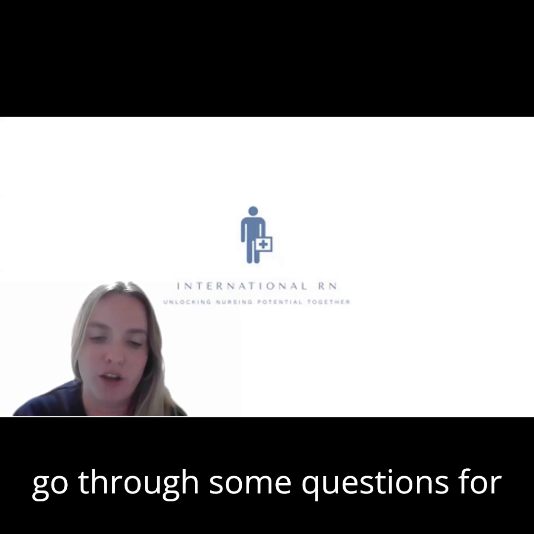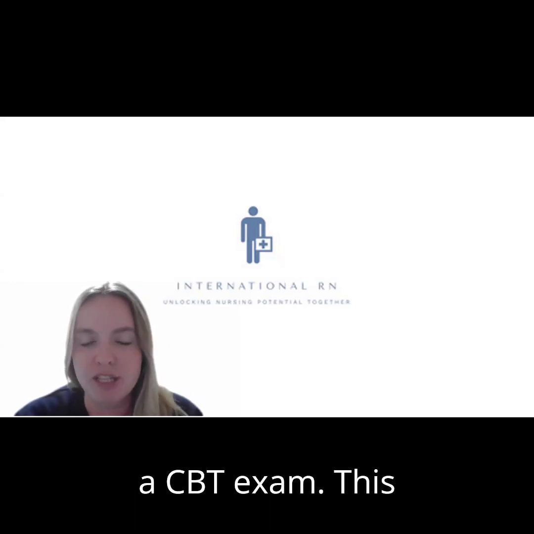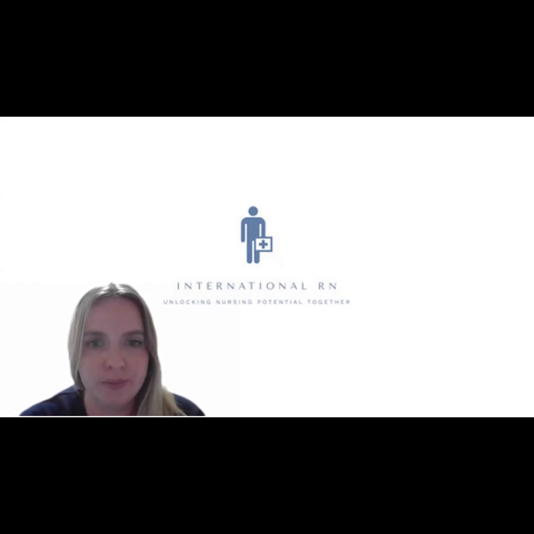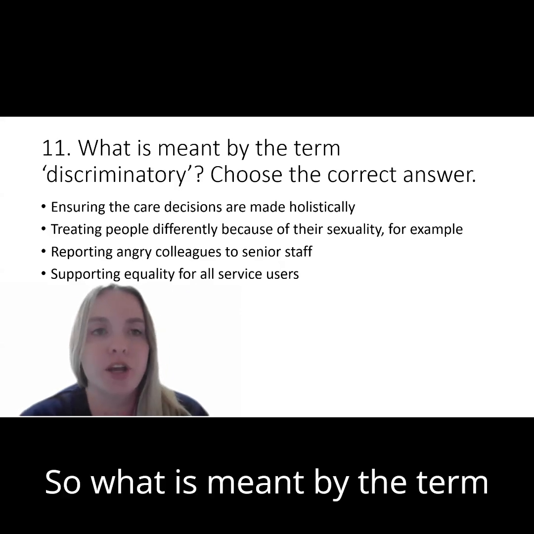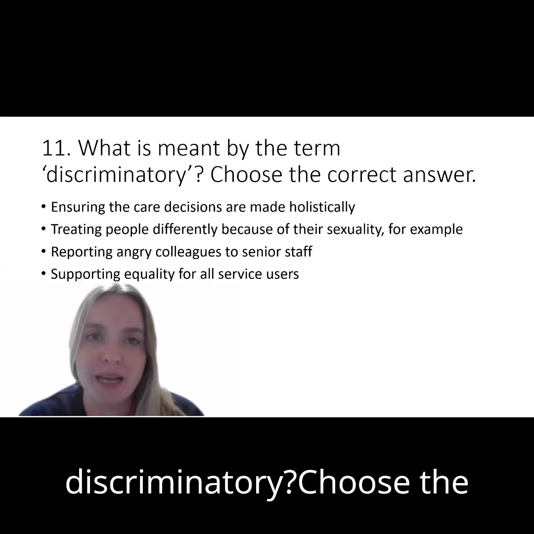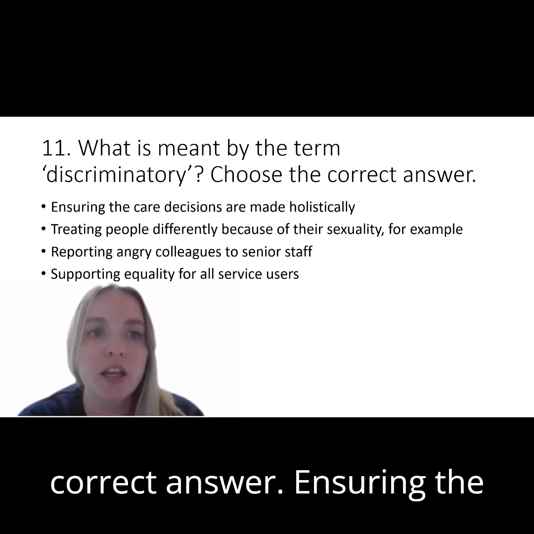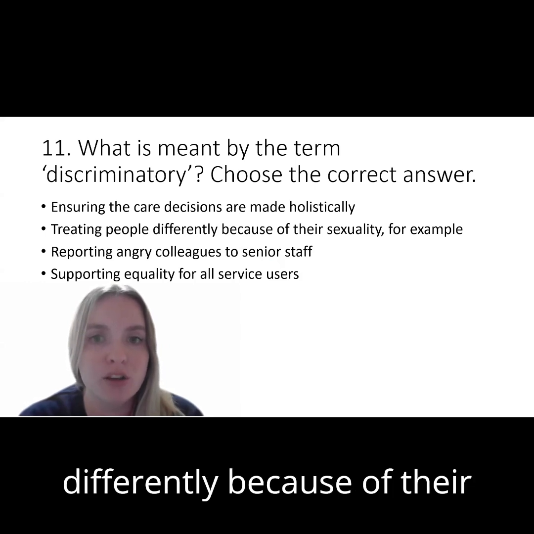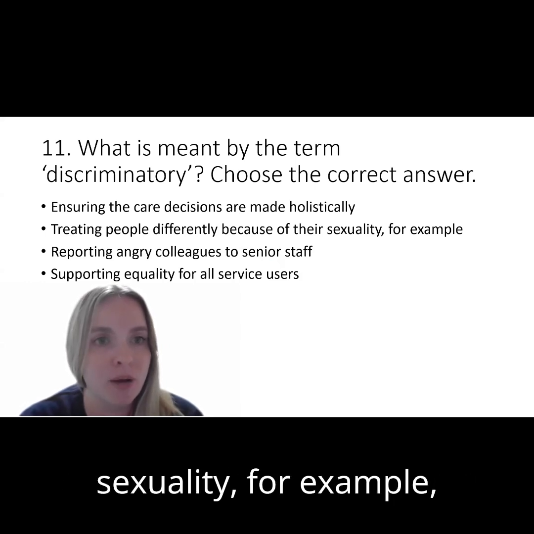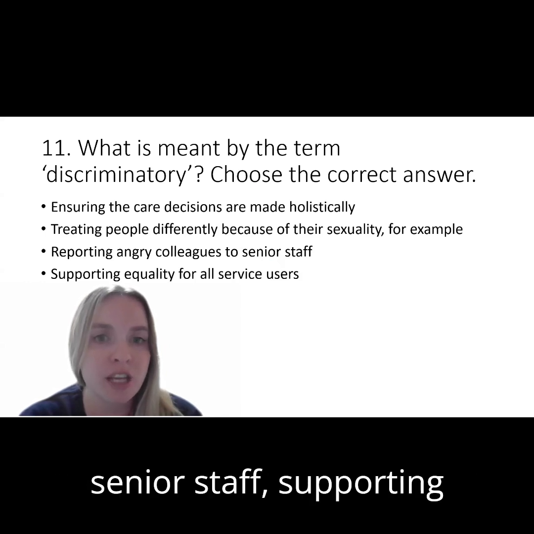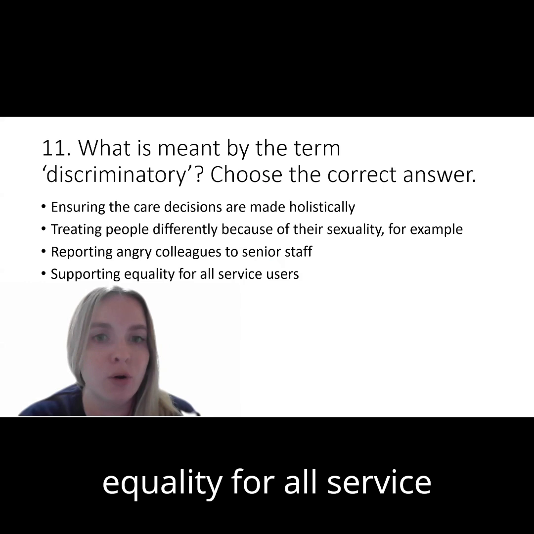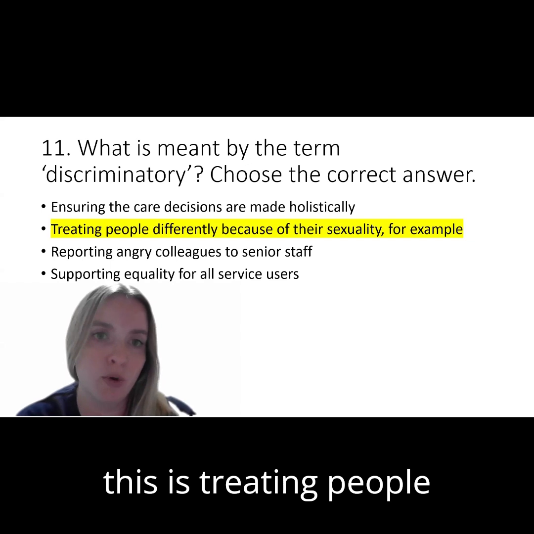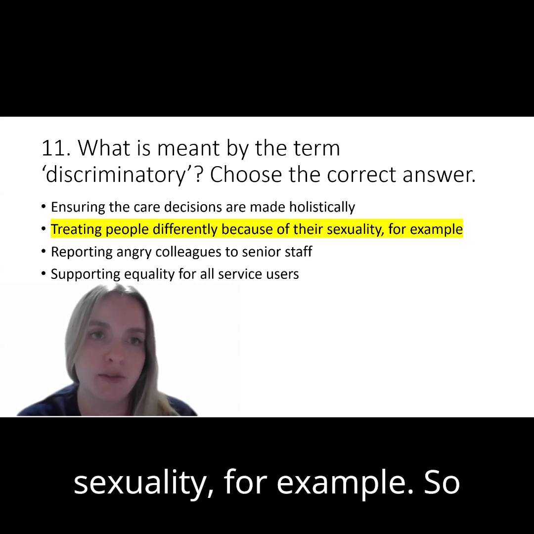Okay, so today we're going to go through some questions for a CBT exam. This session is focusing on Part B questions. So, what is meant by the term discriminatory? Choose the correct answer. Ensuring the care decisions are made holistically, treating people differently because of their sexuality, for example, reporting angry colleagues to senior staff, supporting equality for all service users. So the answer for this is treating people differently because of their sexuality, for example.